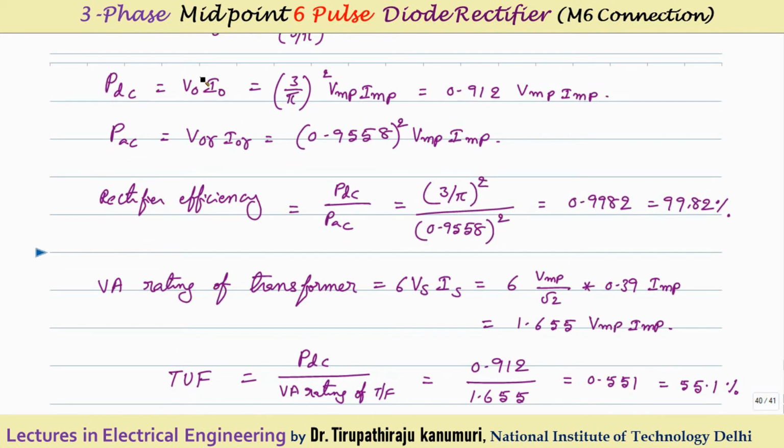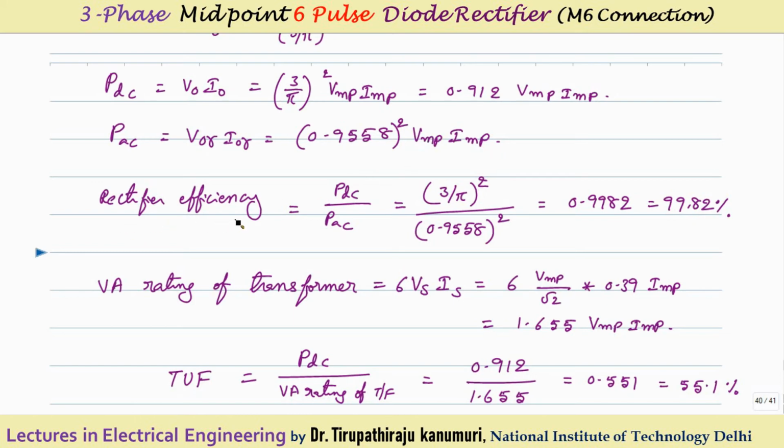So that power I am calculating, under pure DC or ideal condition, will be the DC component voltage multiplied by the DC component of current. When I substituted, I got 0.912 Vmp into Imp. But actually the AC component is coming at your output along with DC. So total power will be equal to VOR multiplied by IOR, that is 0.9558 squared into Vmp into Imp.